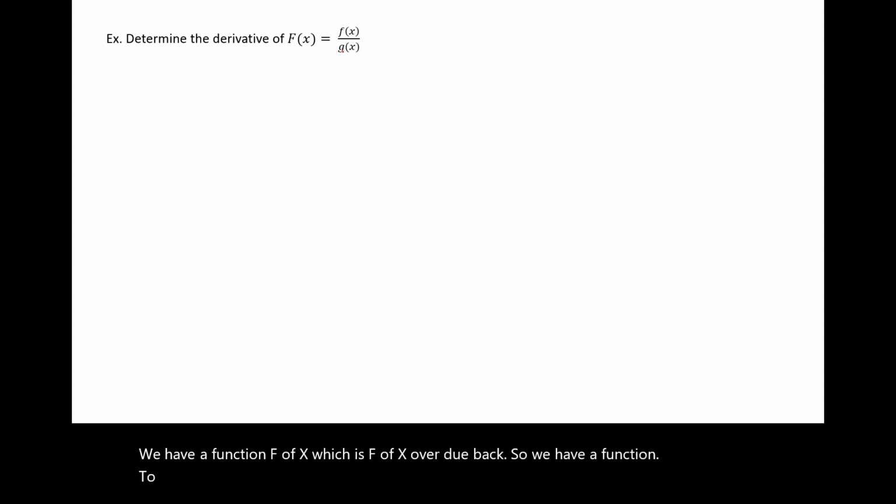The quotient rule. We have a function, F of x, which is f of x over g of x. To find the derivative, we could go to the definition: limit as h approaches 0 of F of x plus h minus F of x, all over h. But you might have noticed when you find derivatives of quotients using the definition, it's a little intense.